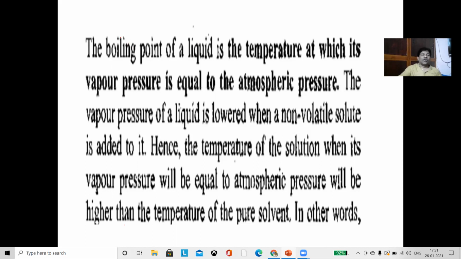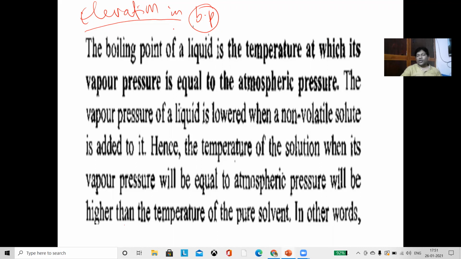And the second colligative property is elevation in boiling point. What is the second one? Elevation in boiling point. So boiling point is elevated, meaning what here? Is it increased or decreased? The boiling point will be increased. The boiling point of a given solvent increases, elevates, when we add a non-volatile solute.